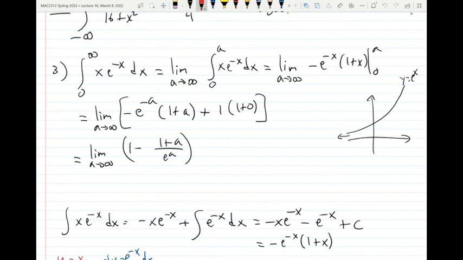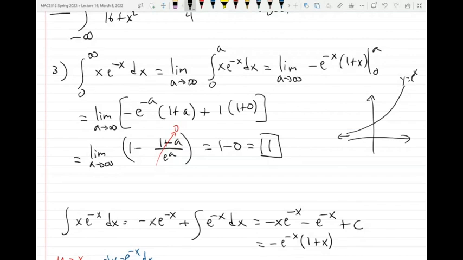Because what if this was 1 plus a to the 20? Are you going to use L'Hopital's rule 20 times? No. If you want, you can do it, but the point is that the top is a polynomial, the bottom is exponential, and this grows faster. Eventually, this is going to win over this. You differentiate 20 times, the top will be a number, the bottom will still be an exponential, and at that point, you win. So you should know that, okay? So this is 0 because e to the a grows faster than 1 plus a, and therefore this is 1 minus 0, which is 1.